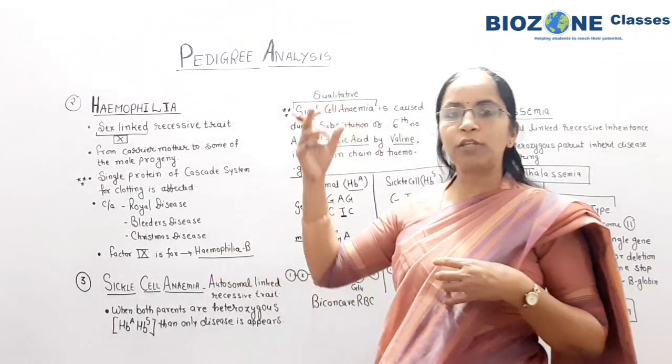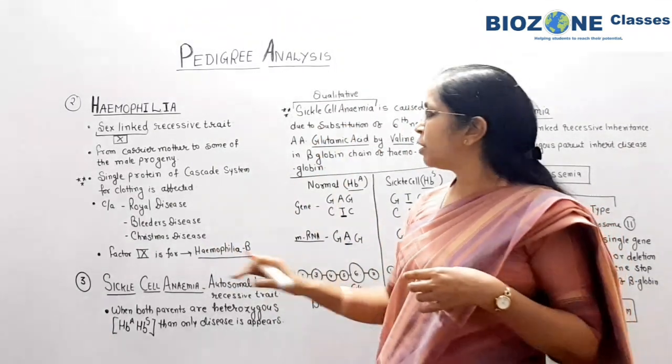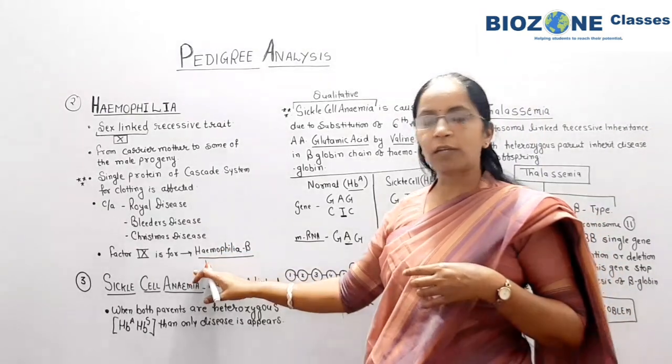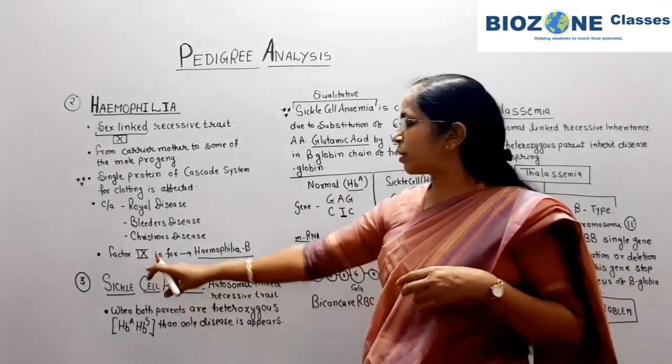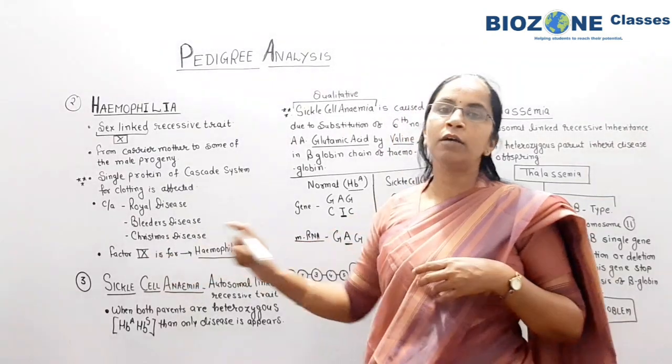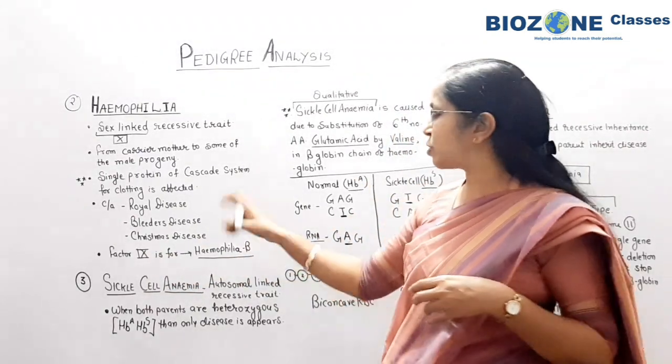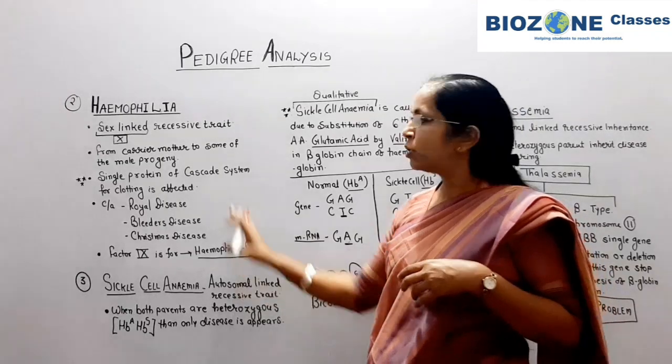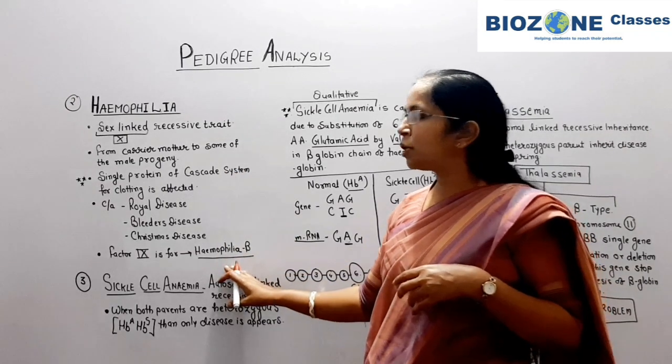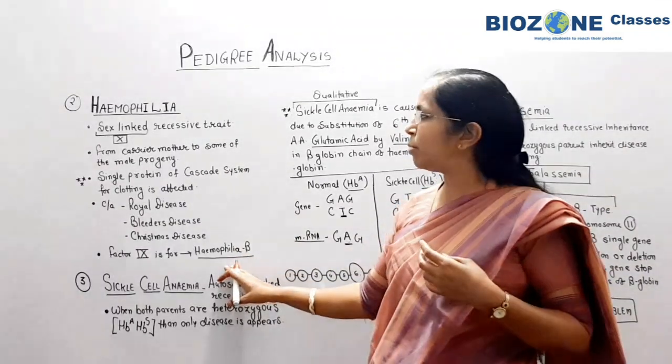In the circulation part you already studied the different kinds of clotting factors. Among those clotting factors, one is the ninth factor. When it is absent, the disease is caused, that is hemophilia B. So this much you remember for the general introduction to hemophilia.